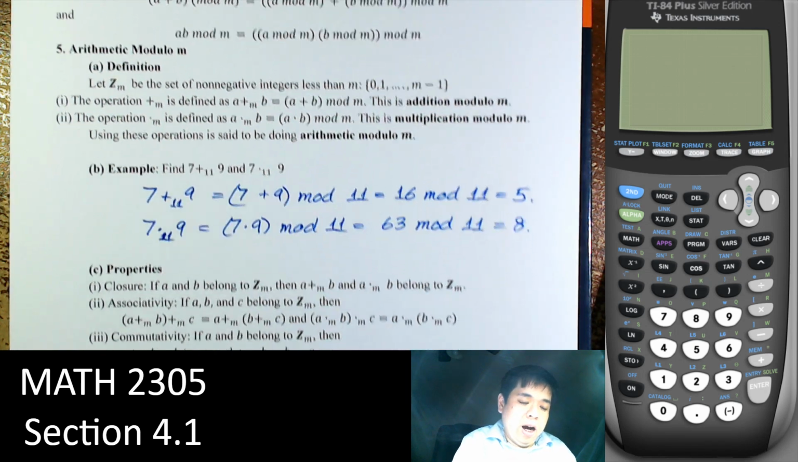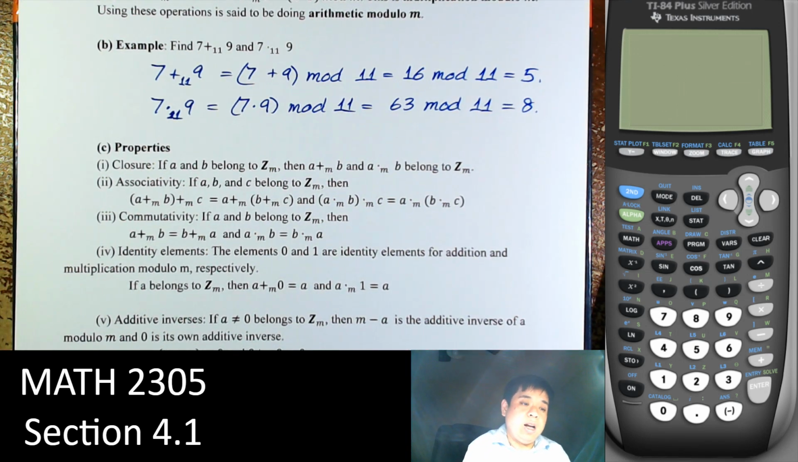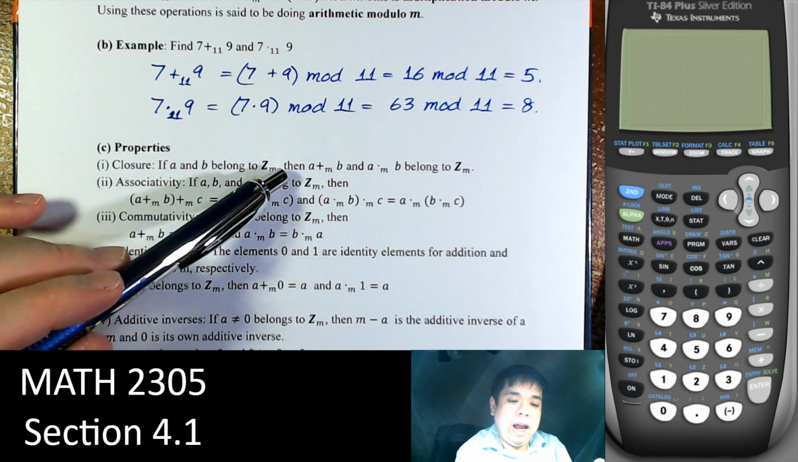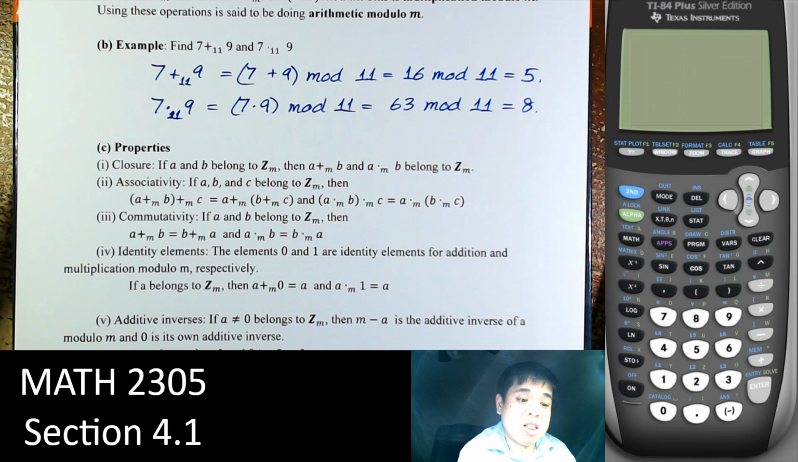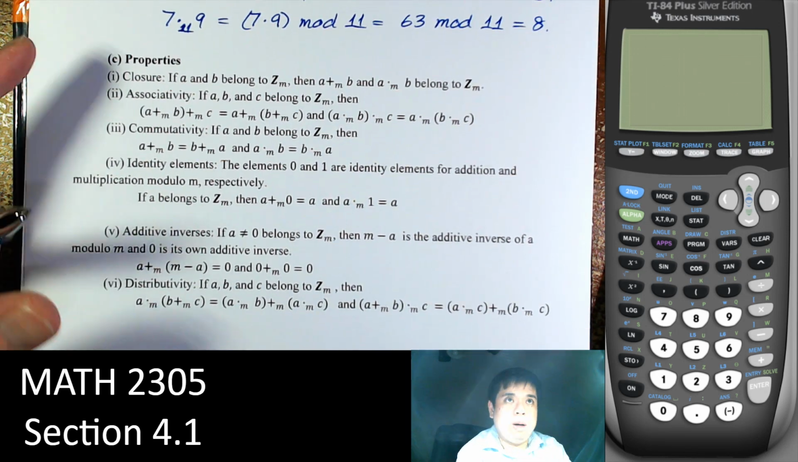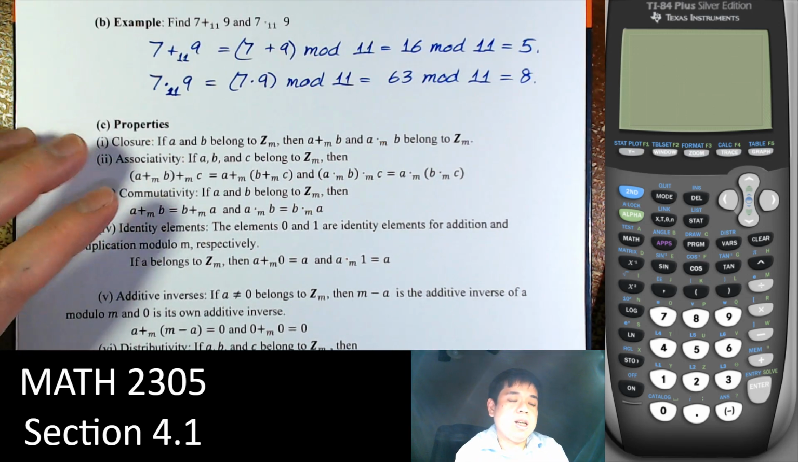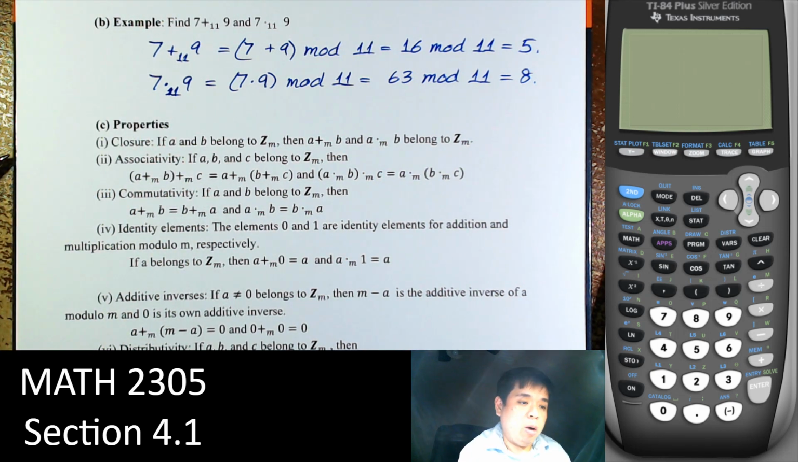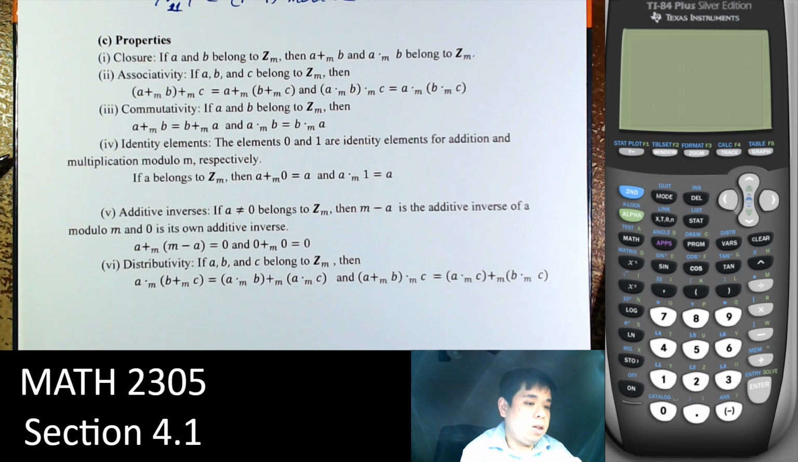Next we have some properties of this arithmetic modulo: closure, so any two elements when we add stay in the set, associative properties, commutative properties, identity element, inverse, and distributive. I'm just going to list all the properties associated with the arithmetic modulo m, but we're not going to cover much after that.